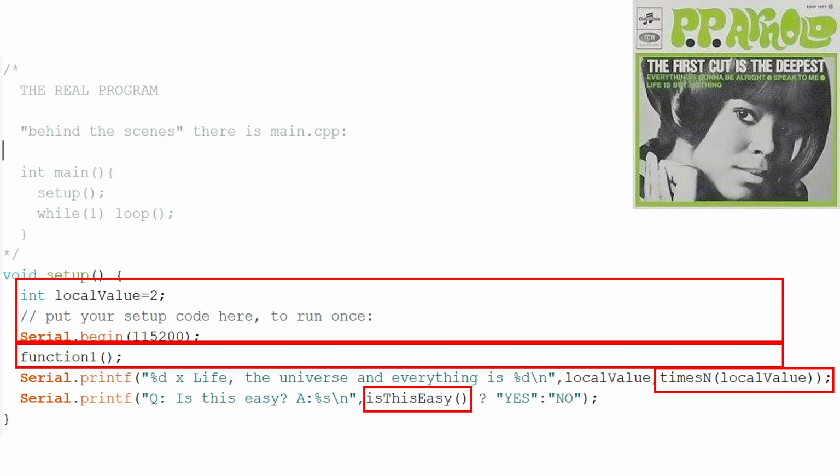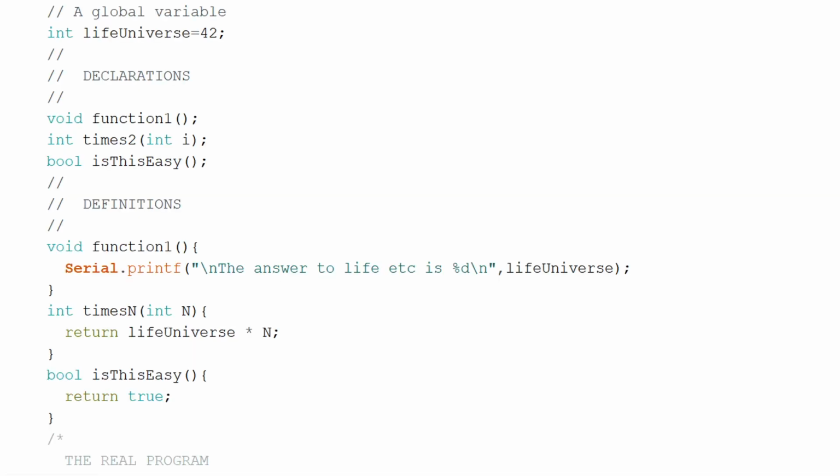So somewhere else in the code there will be function 1, a times n, and an is this easy, and there they are. These are our declarations. They are before the definitions. Now, hopefully at this point you understand the difference between the two and you realise the rules that they need to follow.